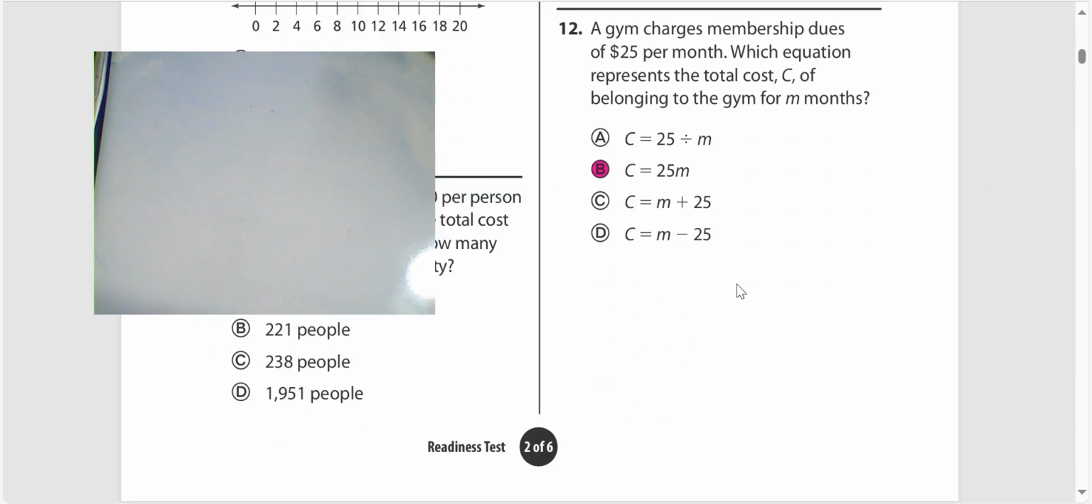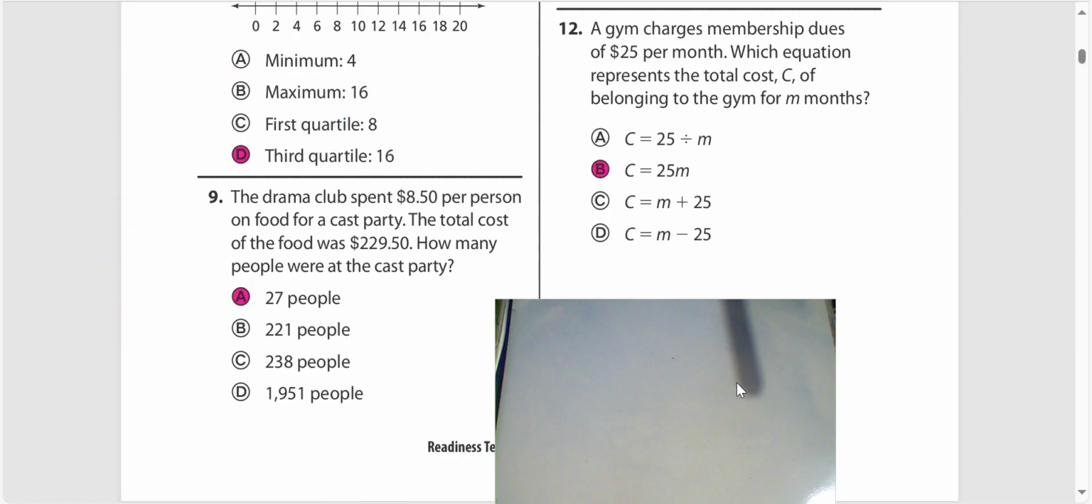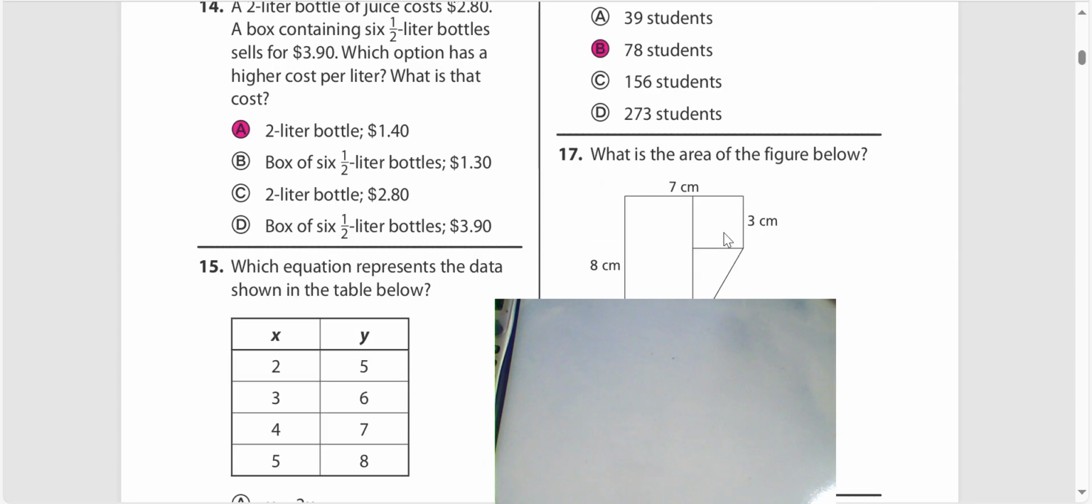Question number 12. A gym charges a membership fee of $25 per month. Which equation represents the total cost C of going to the gym for M months? We can write 25 times M. Okay. Next question.